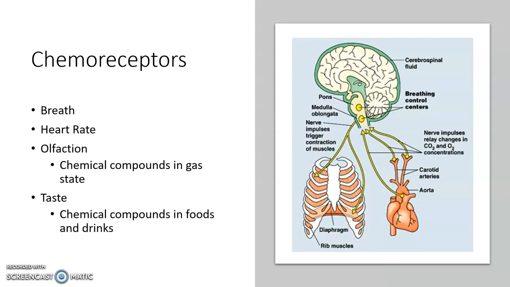But other chemical receptors in our body are receptors that sense oxygen content in our bloodstream, or for that matter, carbon dioxide content in our bloodstream. This is an autonomic process, and it sends signals to our central nervous system.